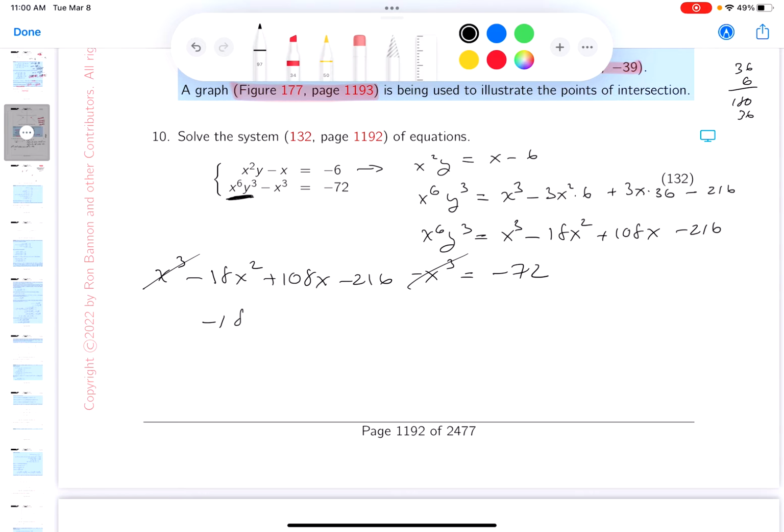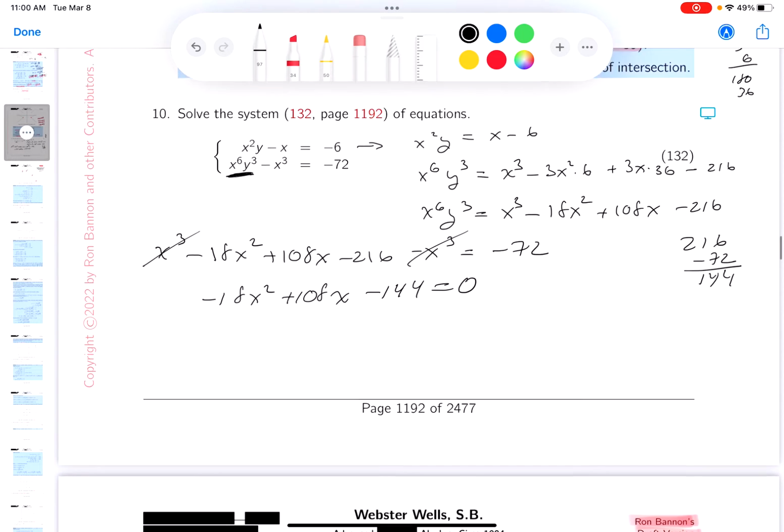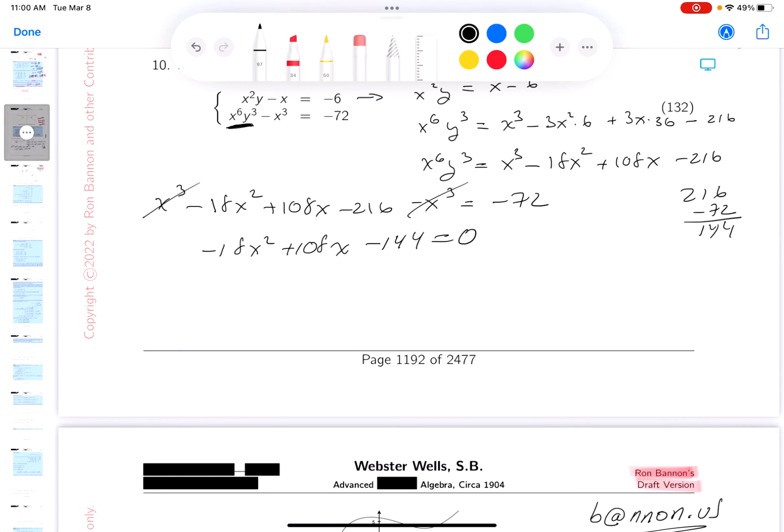What do you get? Minus 18x squared. I've got to do the work now, right? Plus 108x, 216 minus 72, that's 144. So you get minus 144 equals 0. Let's hope for the best. Let's divide through by minus 2. You're going to get 9x squared minus 54x, and we're dividing by minus 2, right? So plus 72 equals 0.